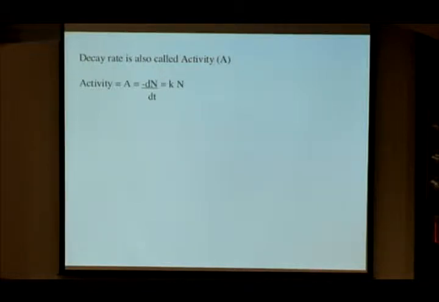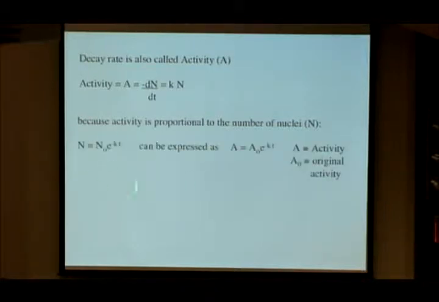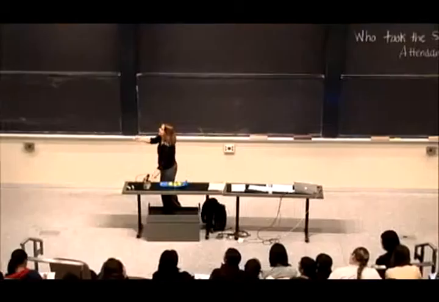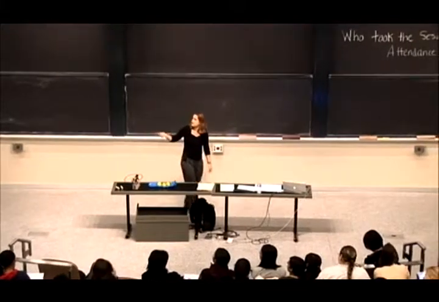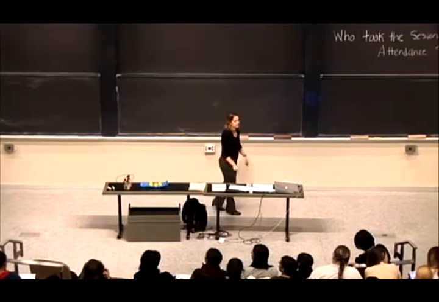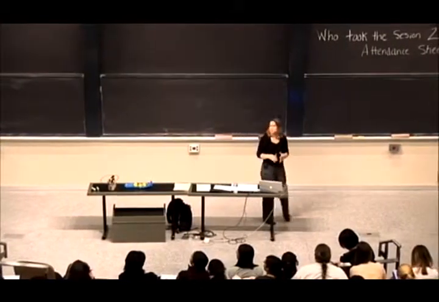And people will often talk about the activity of particular radioactive compounds. So because activity is proportional to the number of nuclei, you can also take this expression and write it as this expression. So you can have either the number of nuclei equal the original number of nuclei, e to the minus kt, or you can do it in terms of activity, that the activity at some time is equal to the original activity, e to the minus kt. So all of these equations can be rewritten in this way.